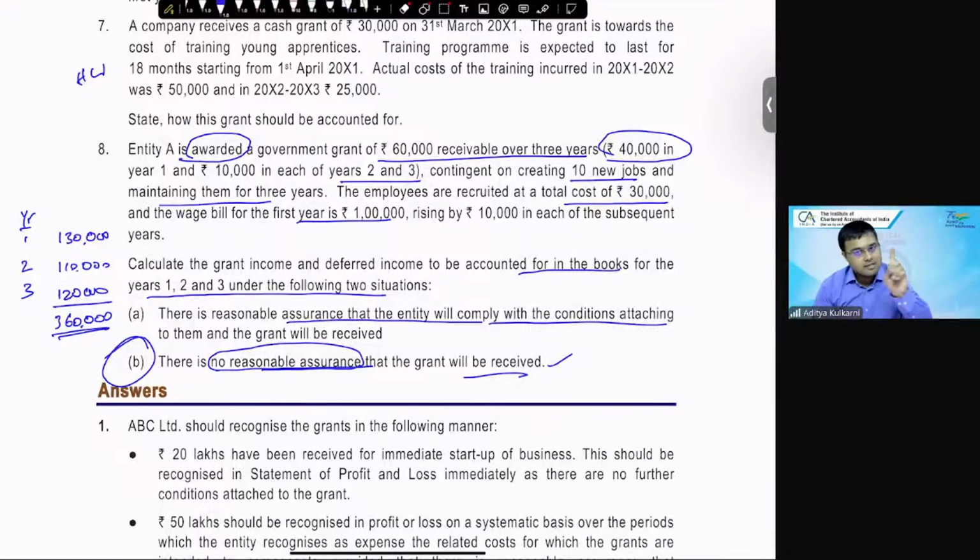In the first case, 60 is correct because I am reasonably sure I will fulfill the conditions. In the second case, I have a guarantee only for the first year. For year 2 and year 3, I don't have a guarantee of fulfilling those conditions. Sir, how is year 1 guaranteed? Year 1 guarantee will be there, that is why you have been awarded the grant and received 40,000. There is no doubt in year 1. Year 2 and year 3 is a question mark.